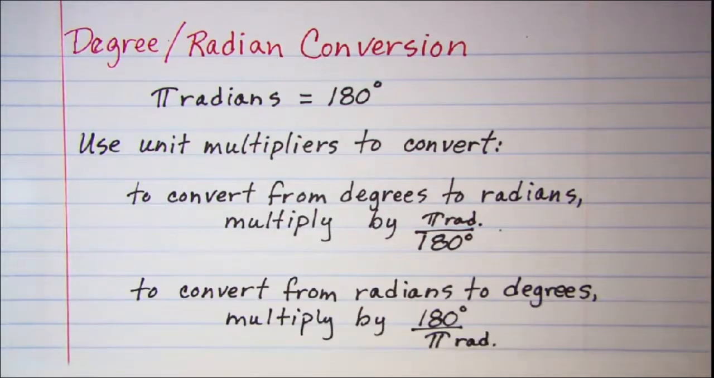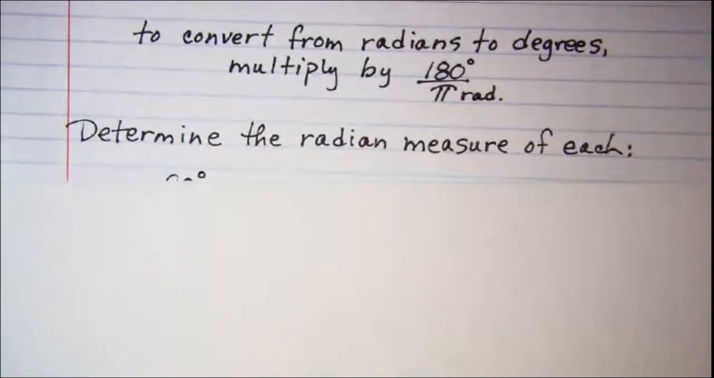To convert from radians to degrees, we would multiply by 180 degrees over pi radians, and our radian units would cancel and our answer would be in degrees. Let's do a few examples.